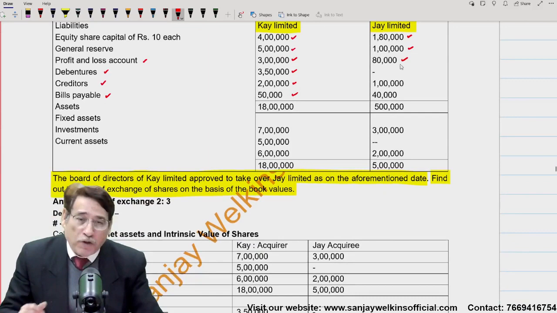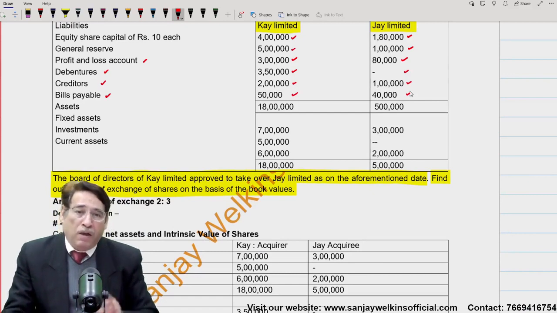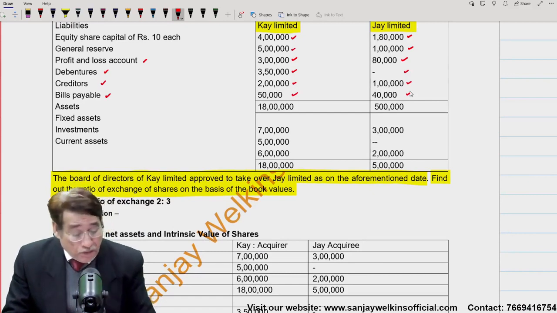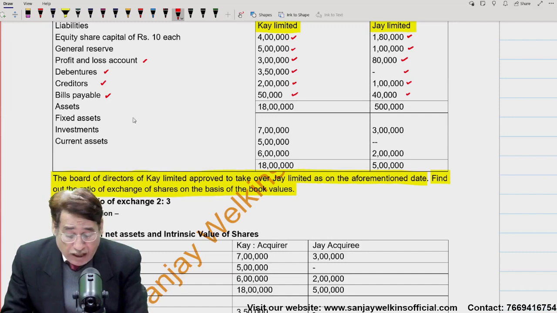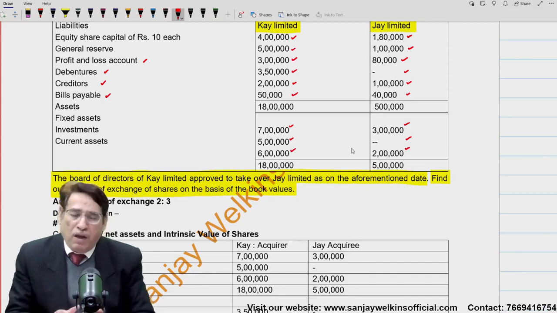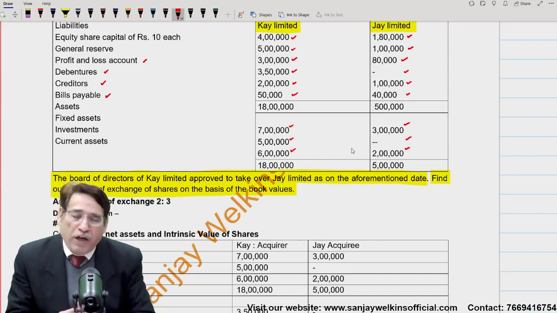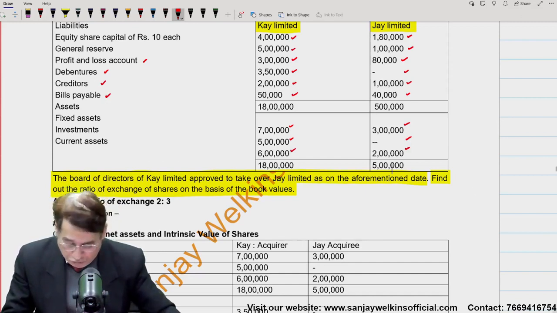As far as this particular entity is concerned, there are no debentures. However, there are two liabilities, creditors and bills payable. And then we are being given fixed assets of 7 lakh and 3 lakh. Besides, there is investment of 5 lakh, but this entity does not have any investment. Current assets are 6 lakh and 2 lakh. And of course, the total is given. That's all, and we have to find out only the ratio of exchange. But still, I am going to make a full-fledged analysis of this particular question.